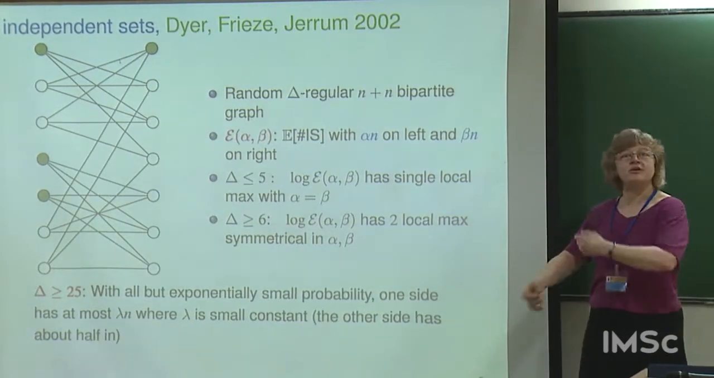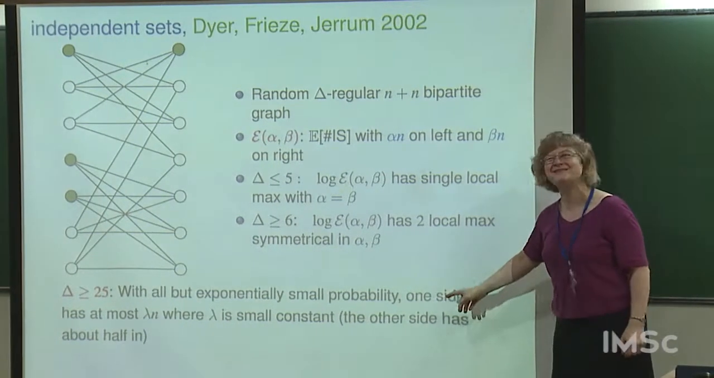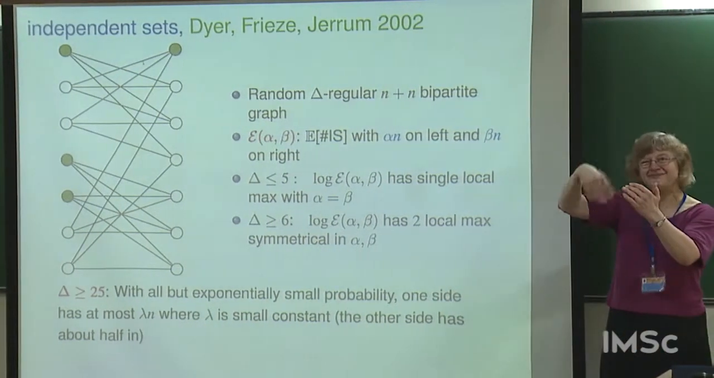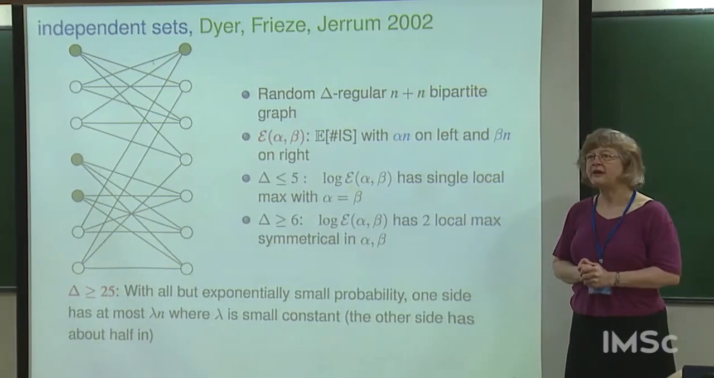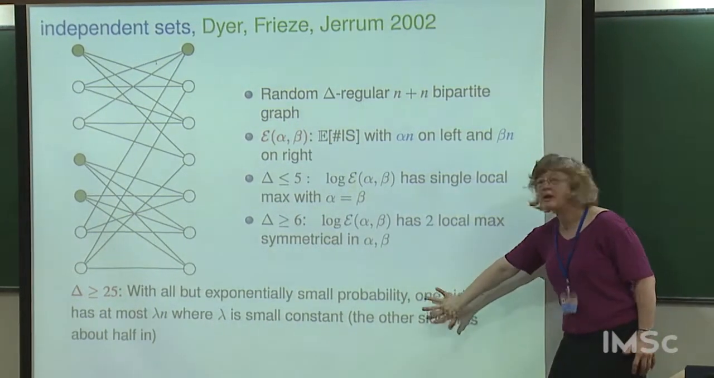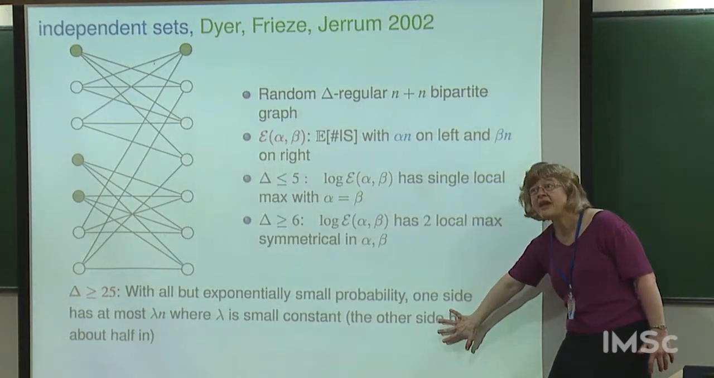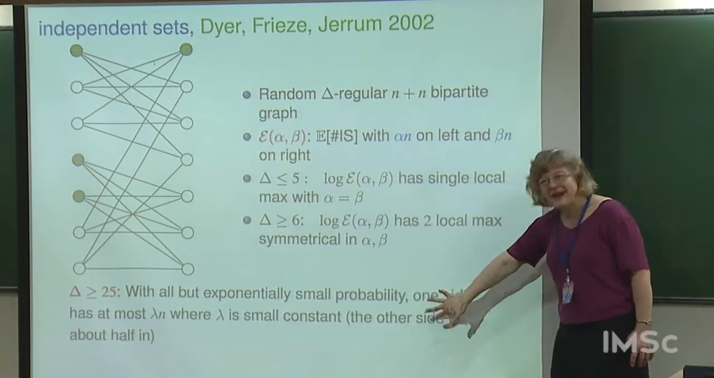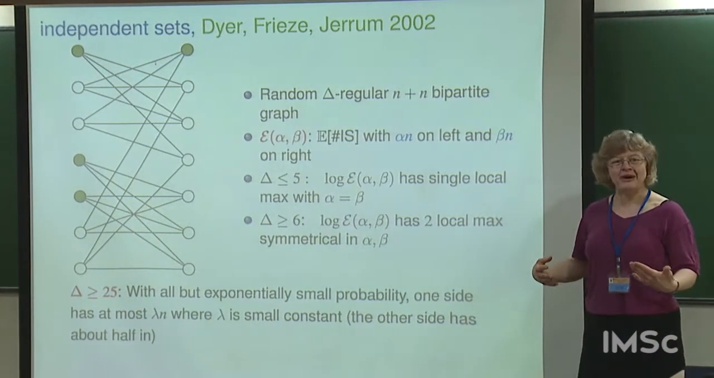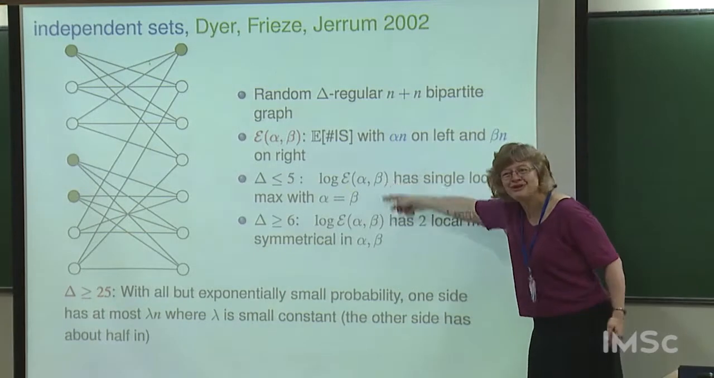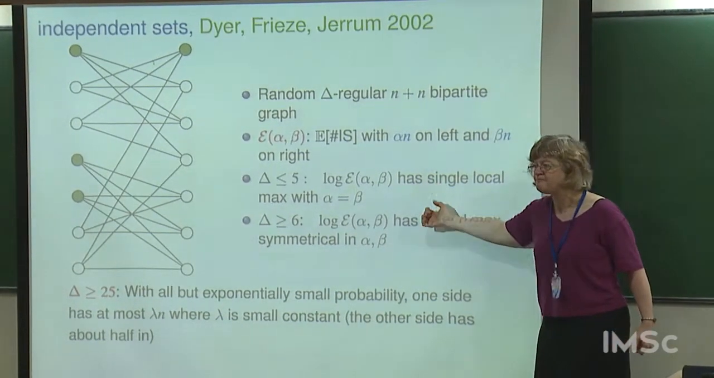One side has some constant fraction in, I'm afraid I was reading lambda, that was a bit bad, and the other side therefore has about half. First, I'm going to tell you how they use this to show hardness of counting for graphs of degree at least 25, and then we'll come back and look nearer to the real phase transition and try to get the right answer.